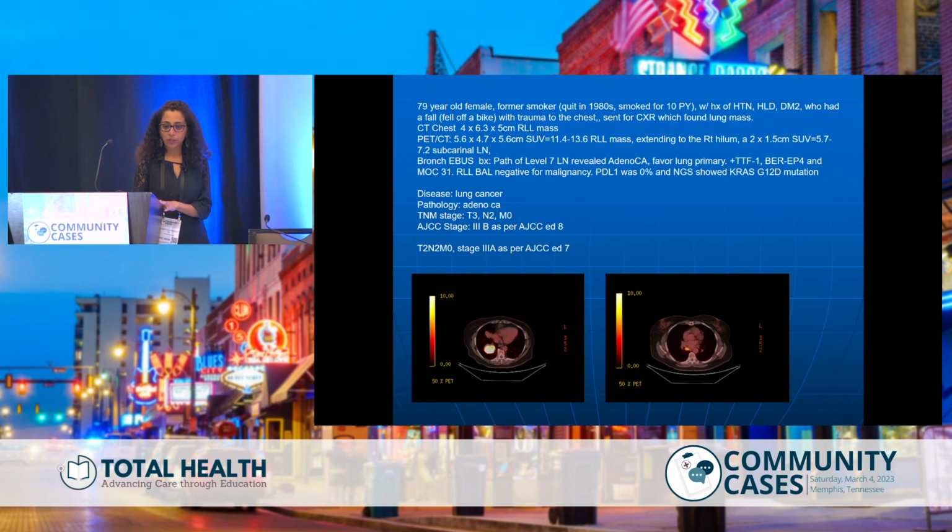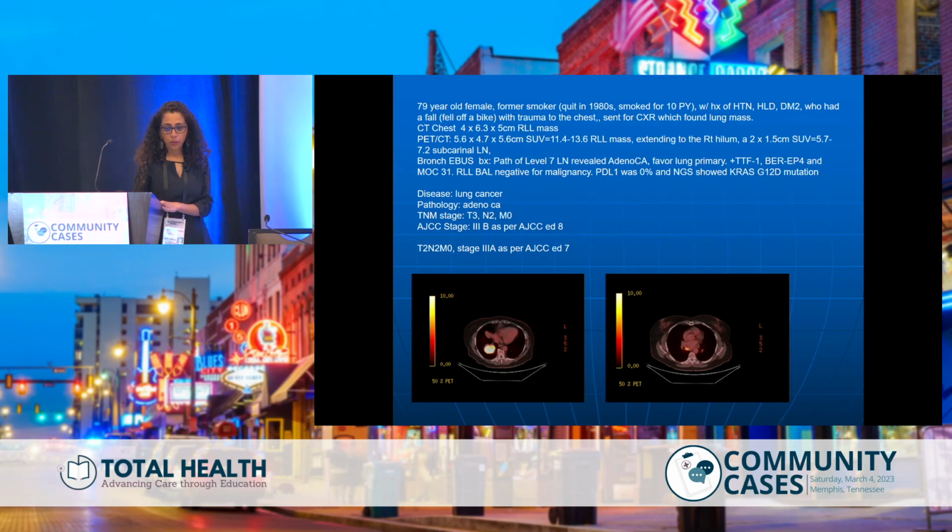Again, she had trauma to the chest. She was sent for chest X-ray, which found a lung mass. CT chest showed a 4 times 6.3 times 5 centimeter right lower lobe mass. PET CT is shown below, quite obvious there. So there's the right lower lobe mass extending into the right hilum. And in addition, there is a subcarinal lymph node in addition to the right hilar lymph node.